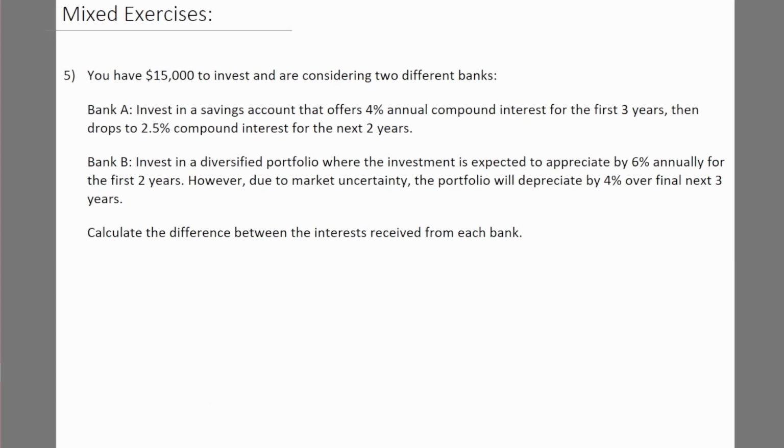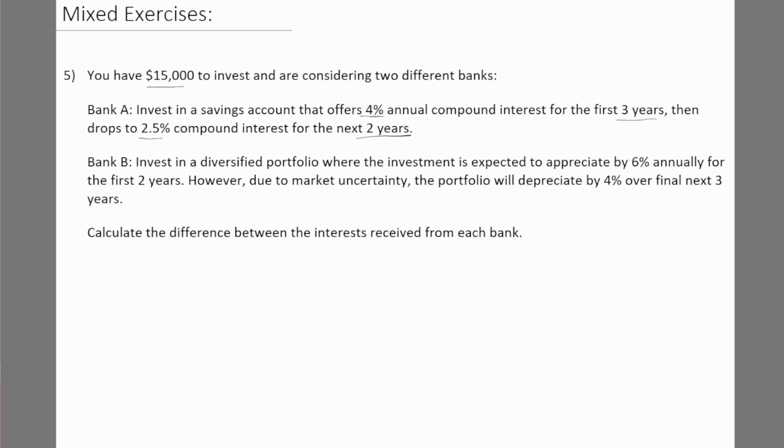All right. You have $15,000 to invest and are considering 2 different banks. Okay. So for Bank A, you have the option to invest in a savings account that offers 4% annual compound interest for the first 3 years and then drops to 2.5% compound interest for the next 2 years. So it's a total of 5 years. First 3 years, 4% compound interest. Next 2 years will be 2.5% compound interest.